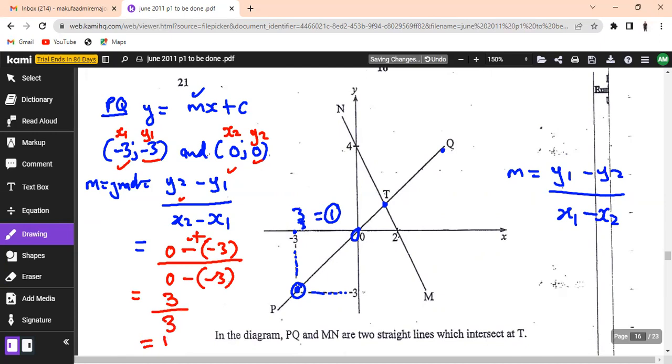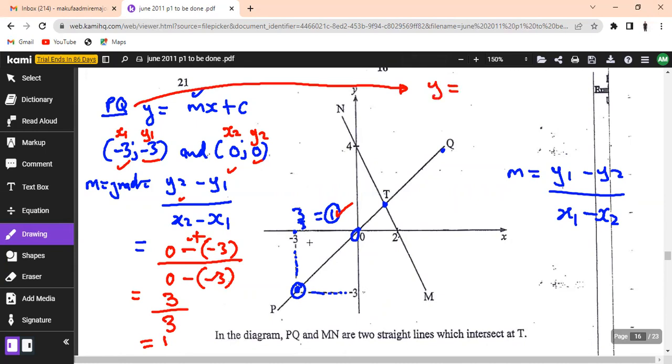So looking at this concept, you see that the gradient is the same as the one that we just determined the other way, which I was trying to illustrate by movement. So it's one and the same thing. Now you have got the gradient. What is then the equation? So we are still on PQ. Take note, we are still on PQ. We're just calculating the gradient.